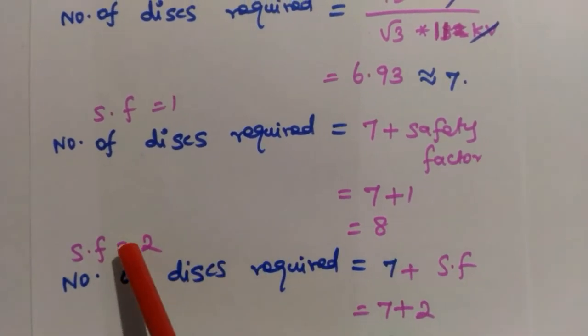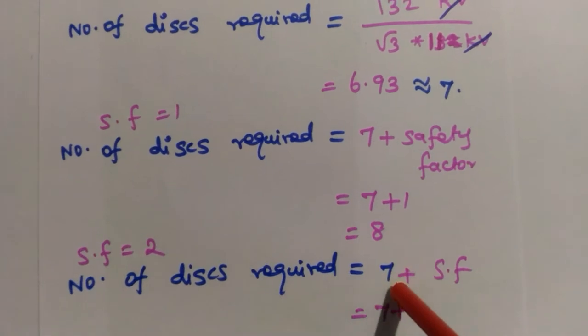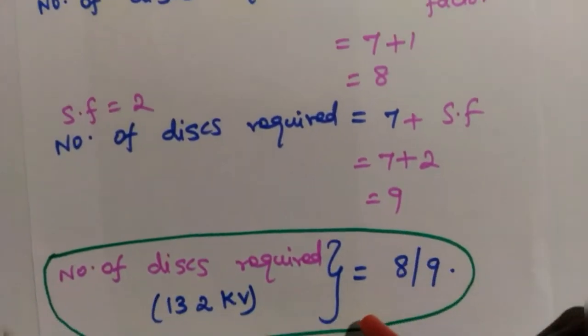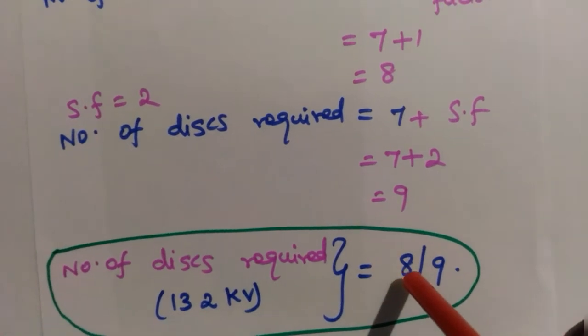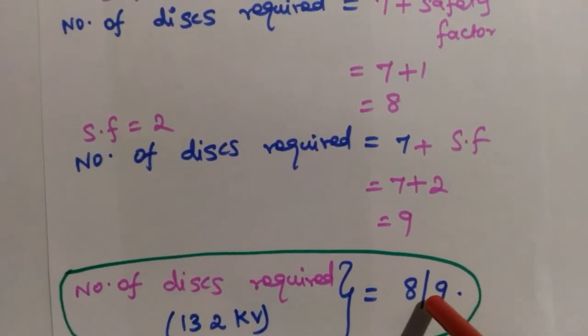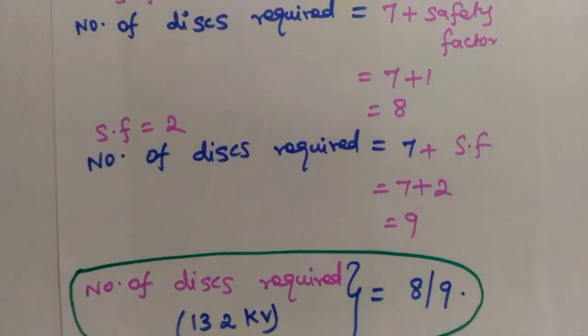Suppose I am taking the safety factor as 2, the calculated number of discs 7 plus safety factor 2, so 7 plus 2 is equal to 9. So the number of discs required for this 132 kV transmission line is 8 discs or 9 discs. So these are all the calculations for calculating the number of discs required.